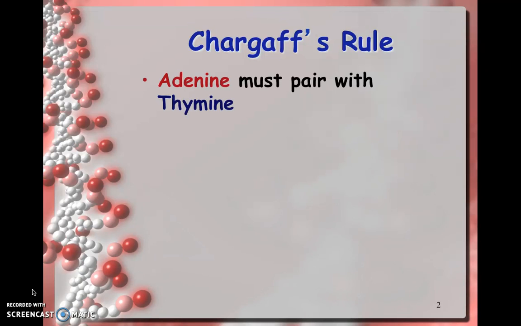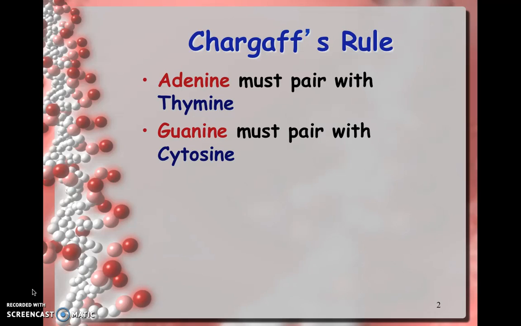If you recall, we had this thing called Chargaff's rules, and Chargaff noticed that there were equal amounts of adenine and thymine, which are the nitrogenous bases that are found in DNA. So adenine must pair with thymine, and our guanine must pair with cytosine. And we abbreviate those as A, T, G, and C.